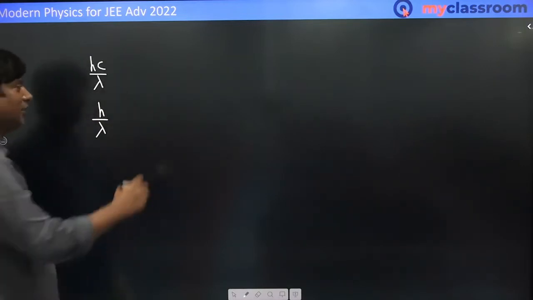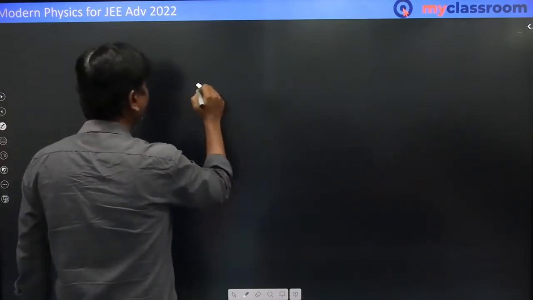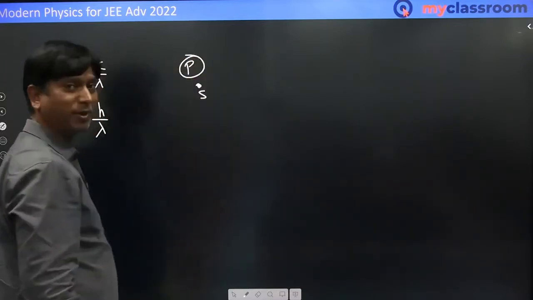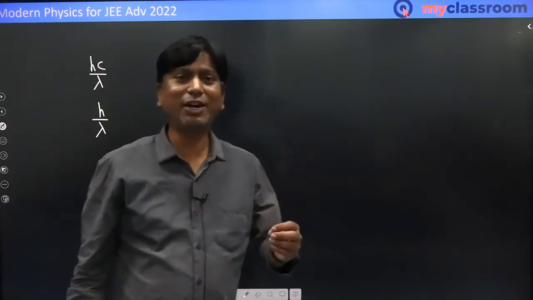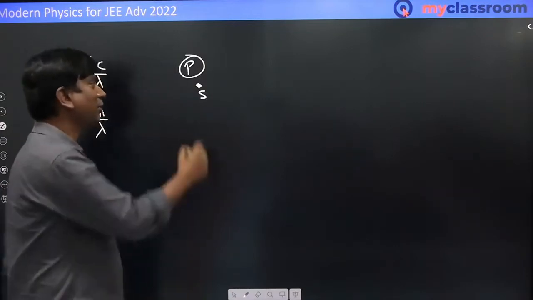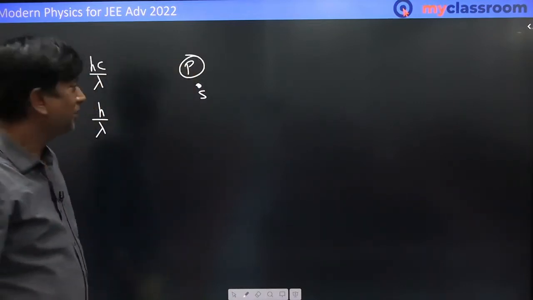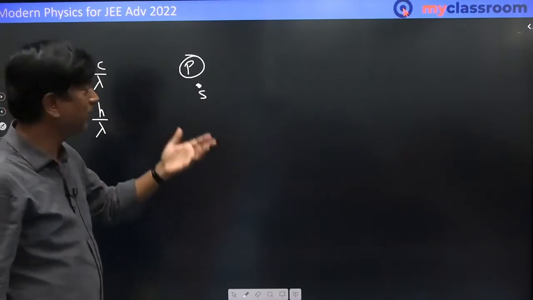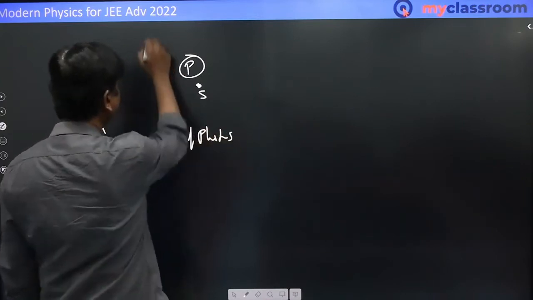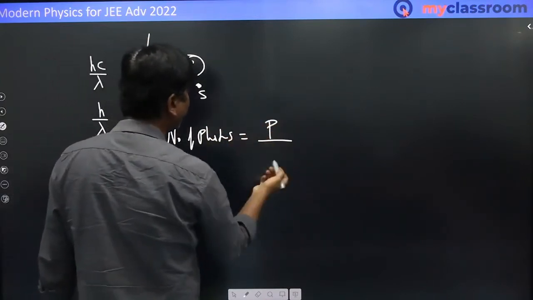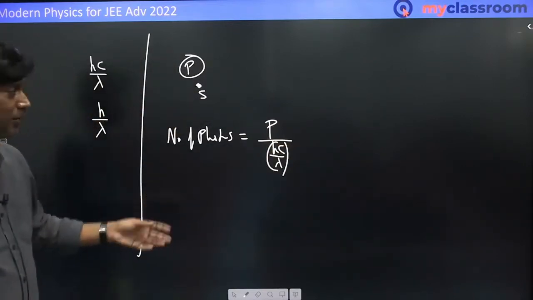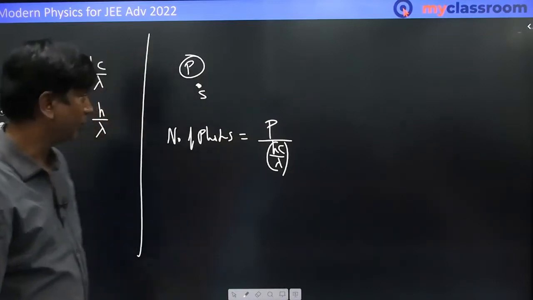Whenever there is a source emitting radiation with some power P, the question is always how many photons it emits per unit time. If it is emitting with power P, that means it emits energy P per second. So the number of photons per second equals power divided by the energy of each photon, hc by lambda. That gives the number of photons emitted by this source.